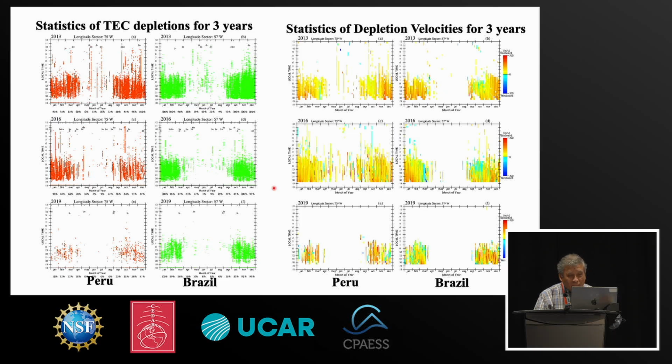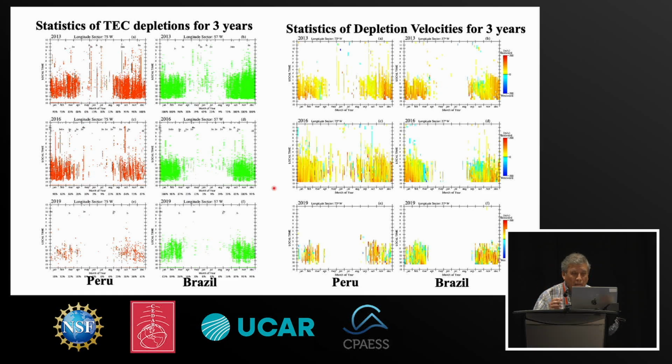Now, on the right side of the figure, you see the velocities. And this is how the depletions move. It's not the zonal drift of the plasma, it's the bubble, which is a little different, because we compare with Jicamarca zonal winds measured by the radar. And there are 10 or 20 meters per second difference.